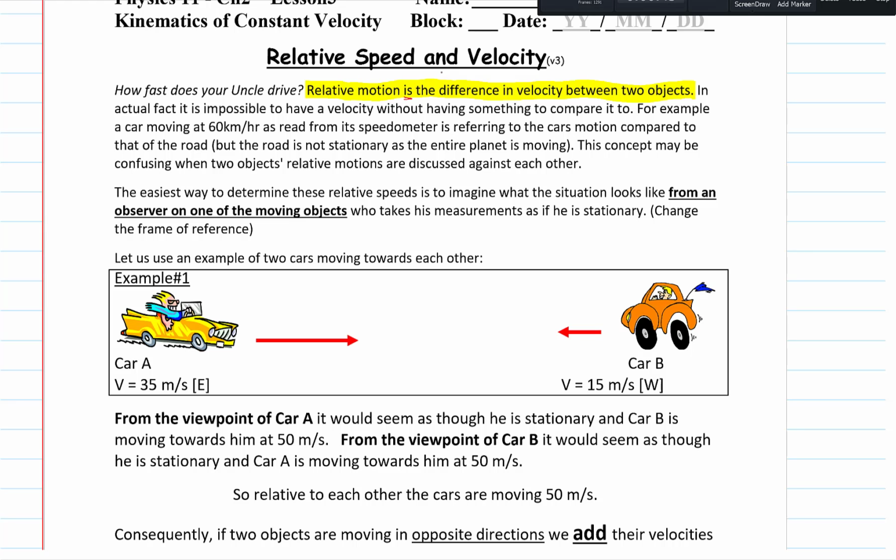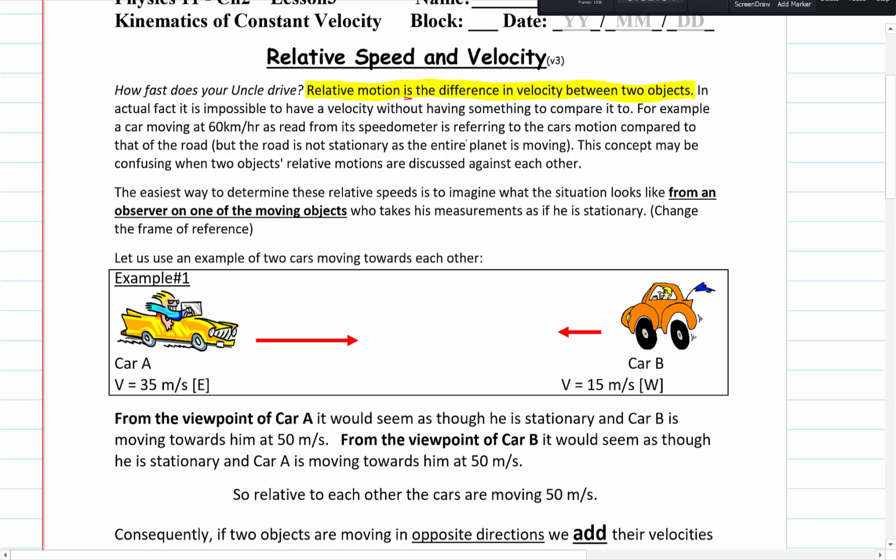In fact, it's impossible to have a velocity without having something to compare it to. If a car is moving at 60 kilometers an hour, you're referring to the car's motion to the road. But that road is not actually stationary. The planet is actually moving. This concept is confusing.